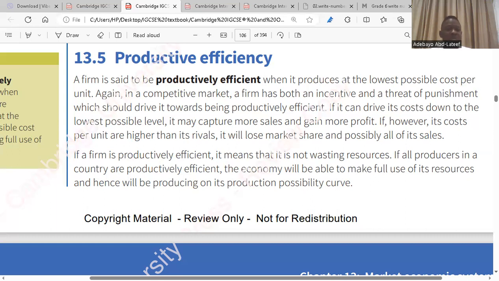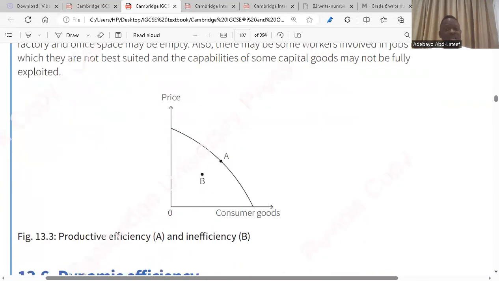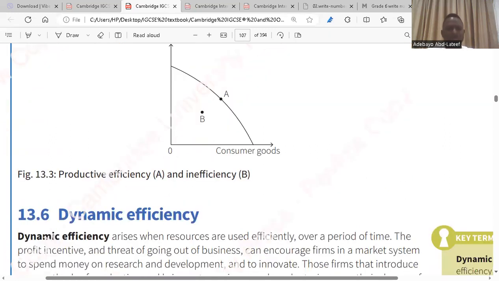Yes. So if a firm is productive efficient, it means that it is not wasting resources. If all producers in a country are productive efficient, the economy will be able to make full use of its resources and hence will be producing on its production possibility curve. So do you get the point here? If all resources are fully utilized, it means the economy or the country will be producing on its production possibility curve, on A. Scroll down, do you see it? This is on A.